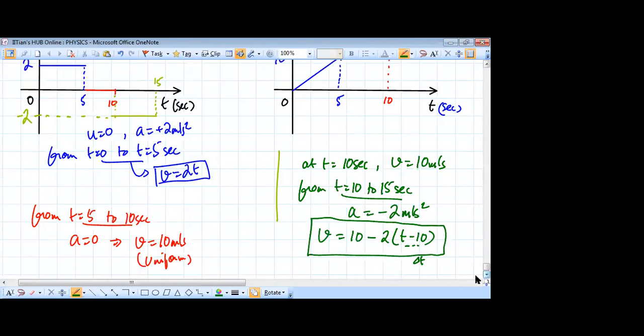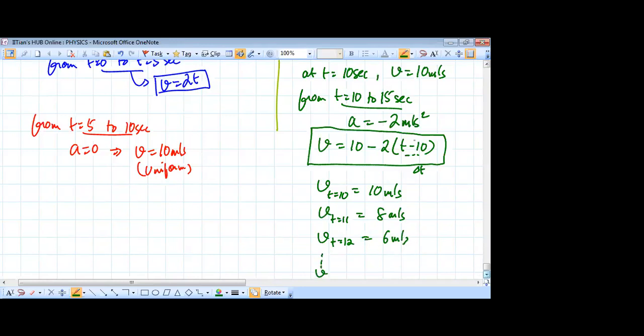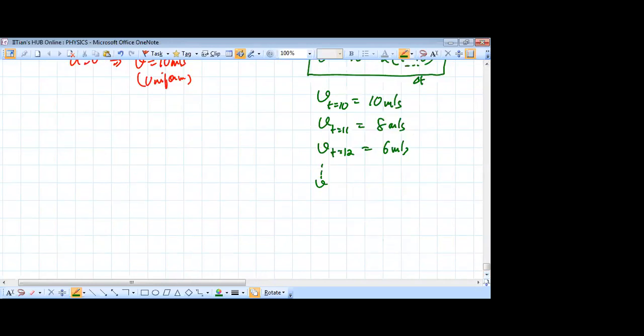So you will see that the velocity is like this. The velocity at t equal to 10 seconds is 10 meters per second. The velocity at t equal to 11 seconds is becoming 8 meters per second. The velocity at t equal to 12 seconds is becoming 6 meters per second. And like this, by the time you're coming to 15 seconds, you'll see that this delta t's value is becoming 5. So the velocity is coming to 0 actually.